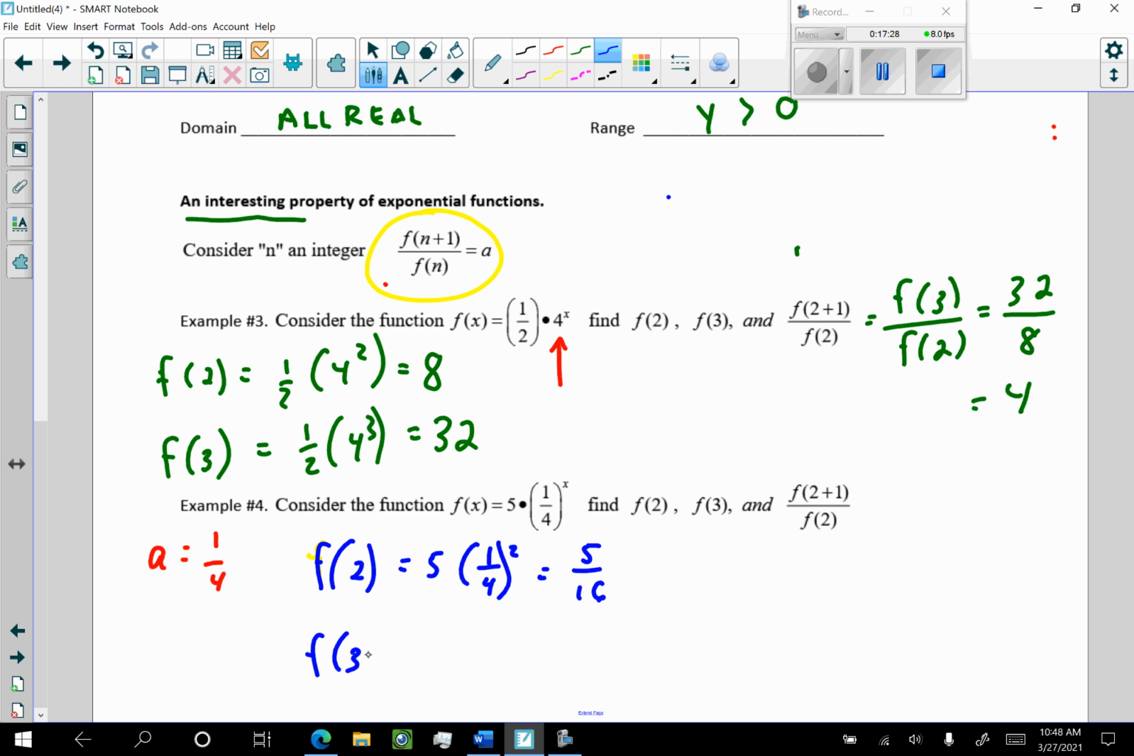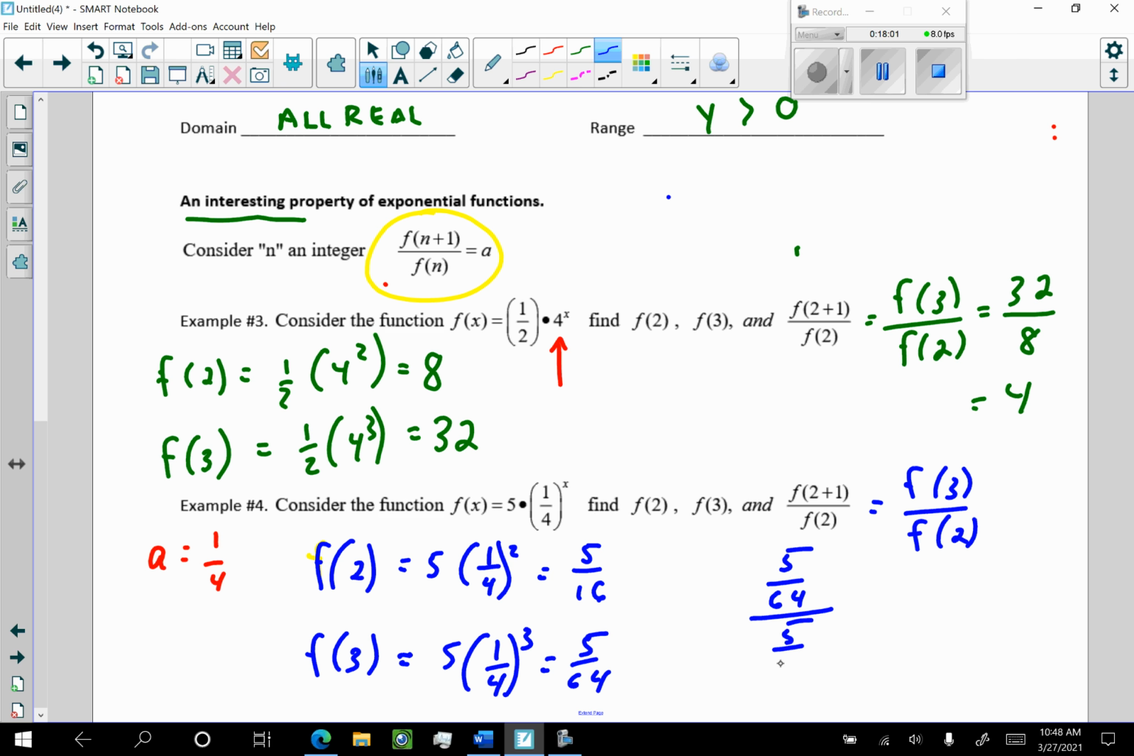F of 3 is going to be 5 times 1/4 cubed. 4 cubed is 64, so that's going to be 5 over 64. Maybe it will work this time. So f of 2 plus 1 is f of 3 divided by f of 2. F of 3 is 5/64 divided by 5/16.